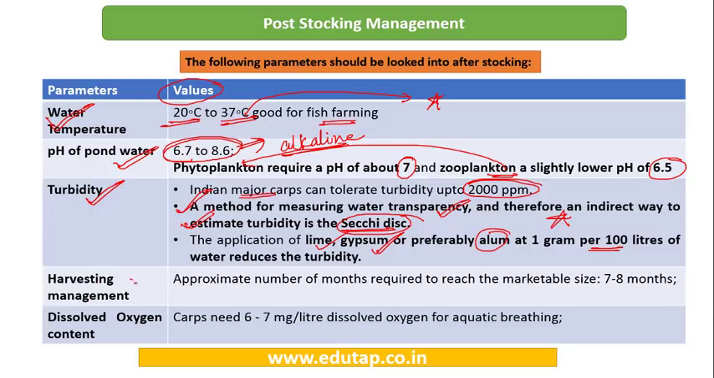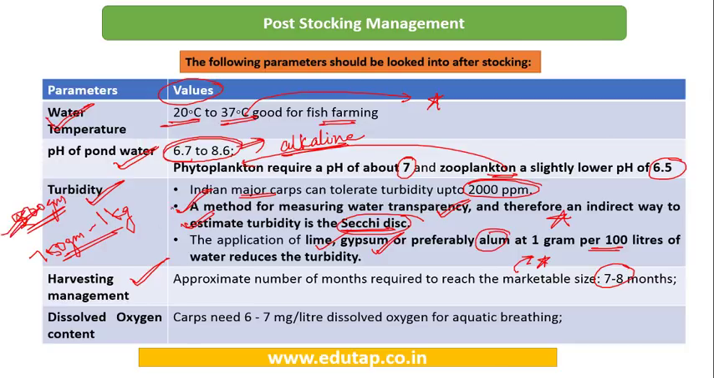Then comes harvesting management. This is a very approximate range, not applicable to all the species, but approximately 7 to 8 months is required for the fish to reach marketable size. Last session we were also discussing the minimum weight for a marketable fish, so we can take it out of the stocking pond. It is nearly 500 grams. Usually 750 grams to 1 kg is preferred, but the least value that can be taken is usually 500 grams, right?